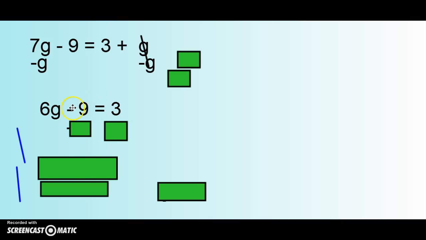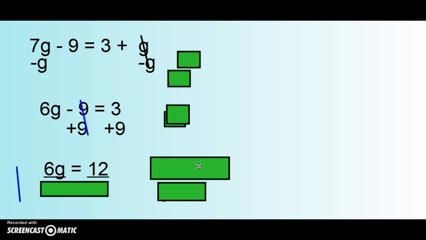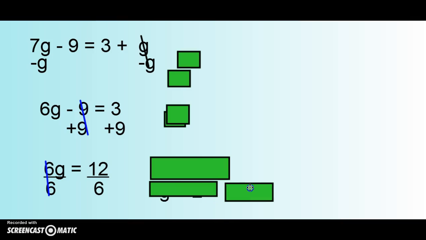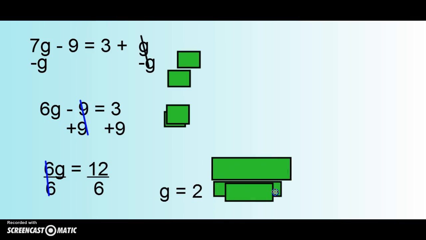Now we want to move the constants to the same side of the equal sign. So we're going to move that negative 9 over. By doing the opposite of subtracting 9, we're going to add 9. And our 9's cross out. If I add 9 on the left, I need to add 9 on the right. So 6g equals 12. Now we want to get g alone, so divide by 6. And they cross out. And if you divide by 6 on the left, you have to divide by 6 on the right. Whoops, I covered it up. And so g equals 2.